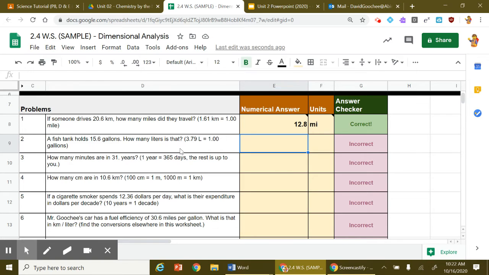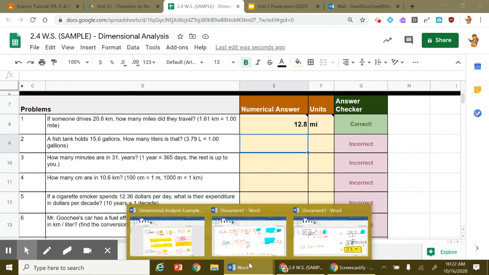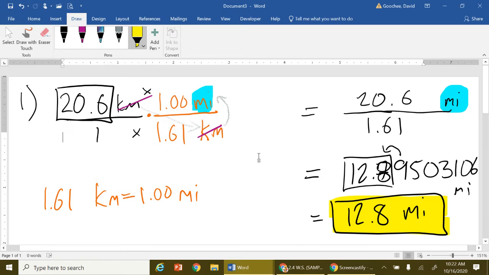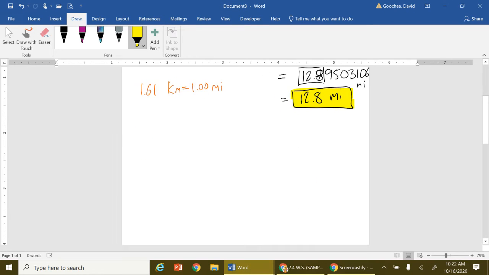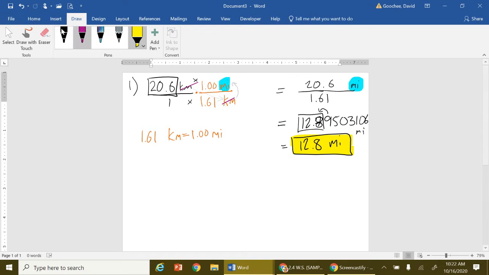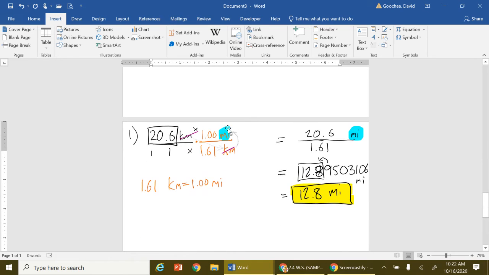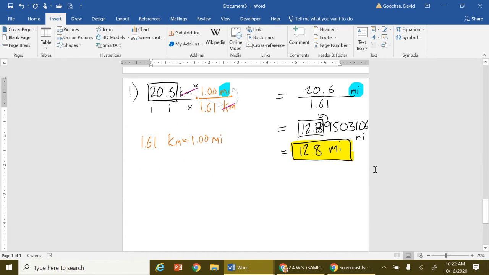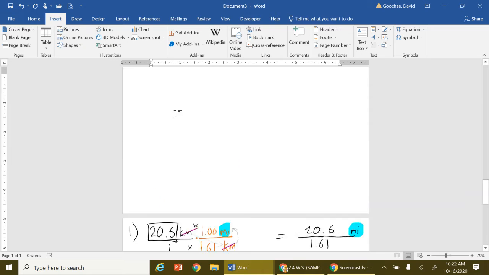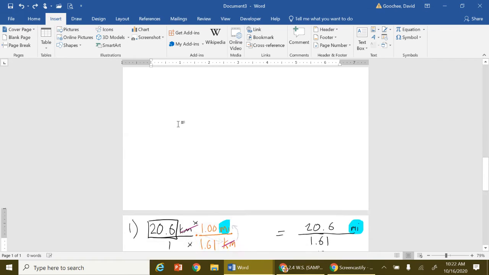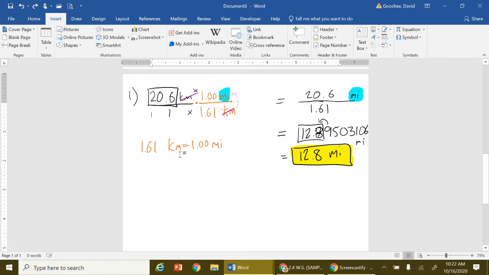Number 2. A fish tank holds 15.6 gallons. How many liters is that? So let's take a look at problem number 2. One thing I'm going to want to do is insert a page break. Okay, cool. So here we go. Problem number 2. I want this to look correct.